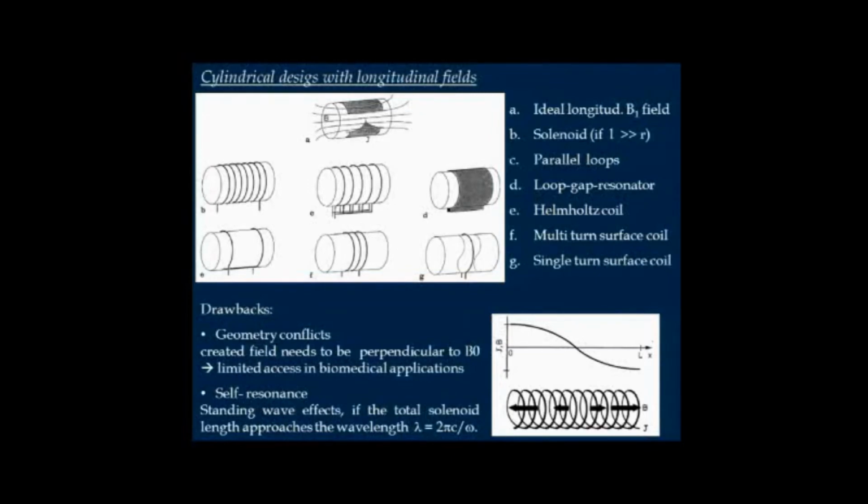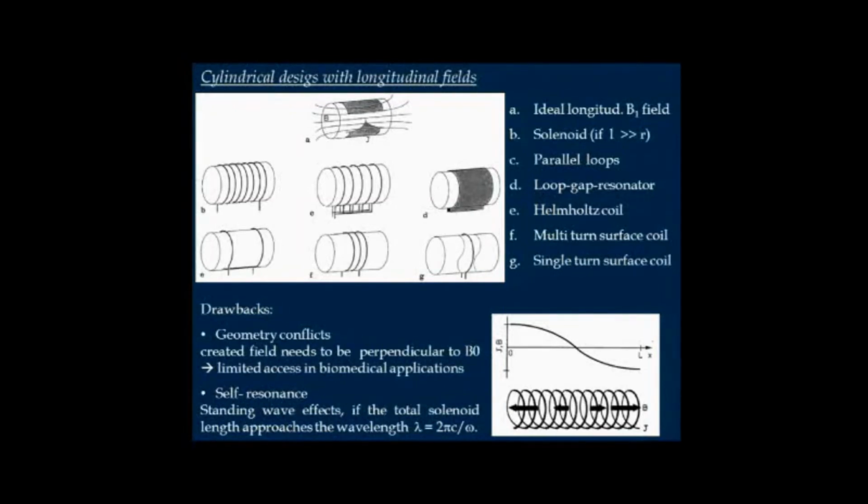Ways to get around that, especially around the self-frequency, is having parallel turns, as in the example C, or having a so-called loop gap generator, which just is one large sheet going over. The problem with that one is that it only works at really high frequencies because of its rather low inductance.